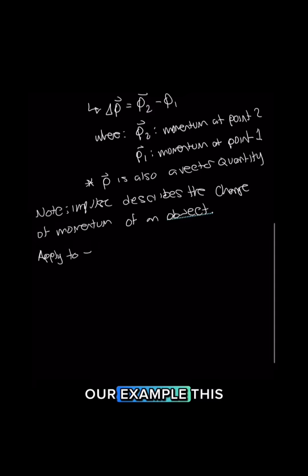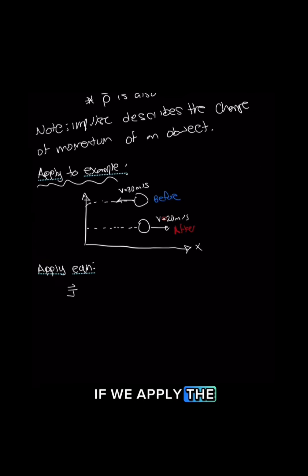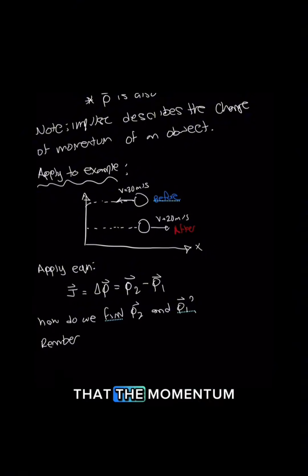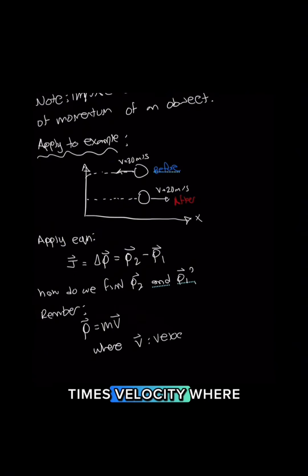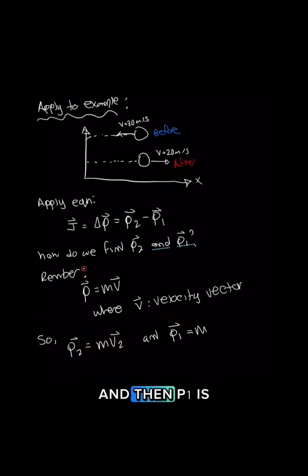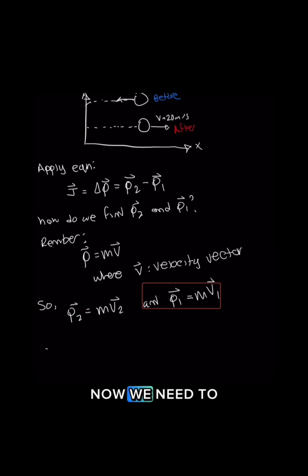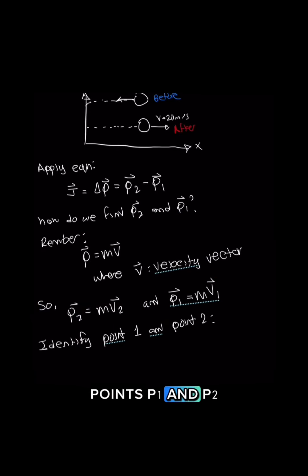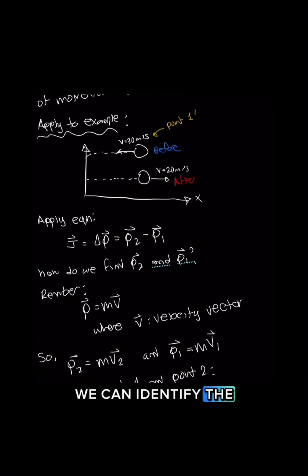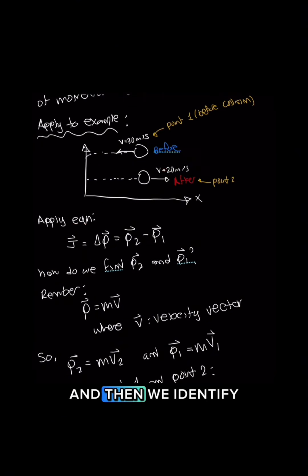We apply this to our example. This is our example here. If we apply the equation we just found, we need to find P2 and P1. We can do this by remembering that the momentum is equal to mass times velocity, where v is the velocity vector. So P2 is equal to mv2 and P1 is equal to mv1. Now we need to identify what our points P1 and P2 are going to be in this question. If we look at our diagram, we can identify P1 as before the collision, and P2 as the point after the collision.